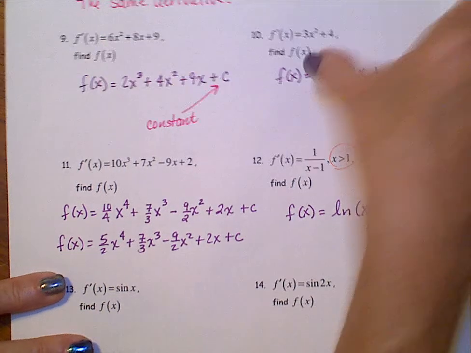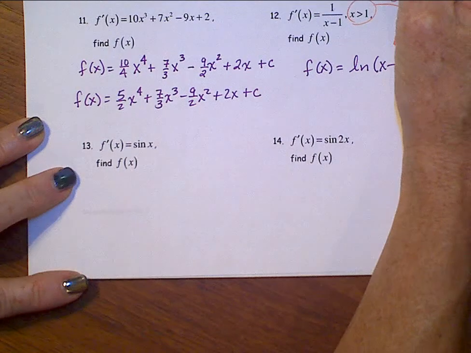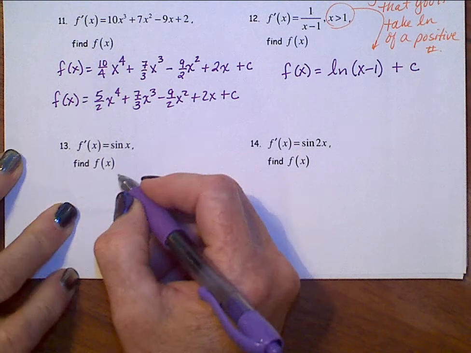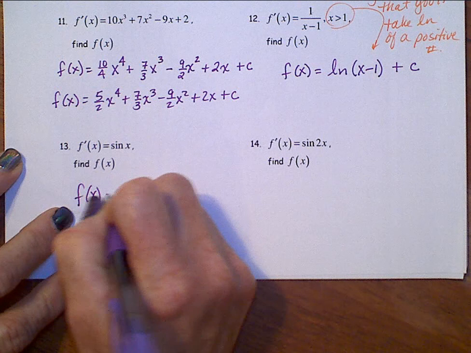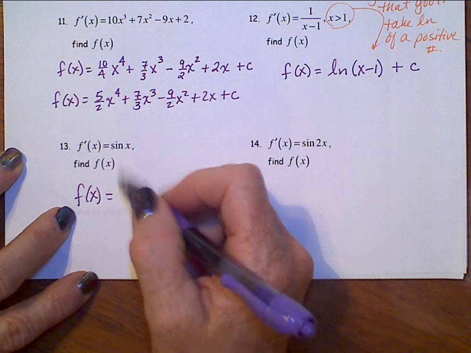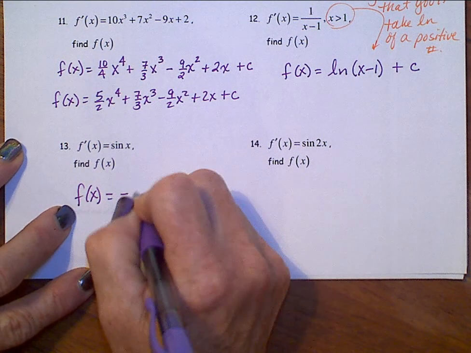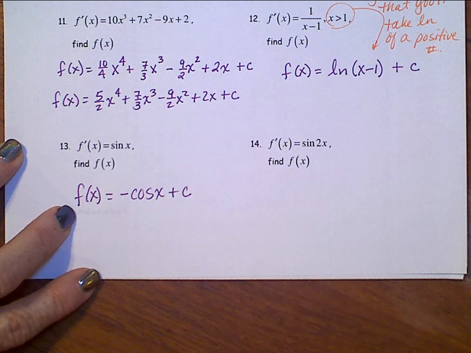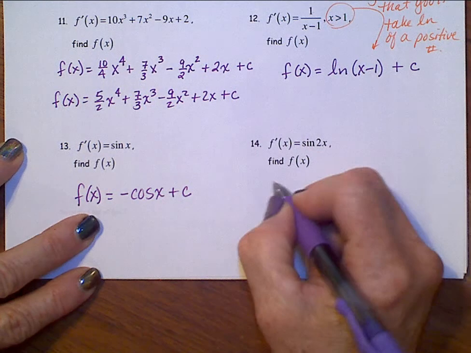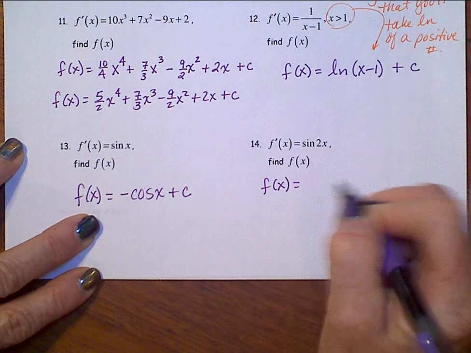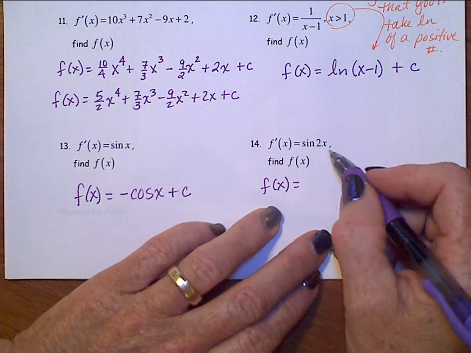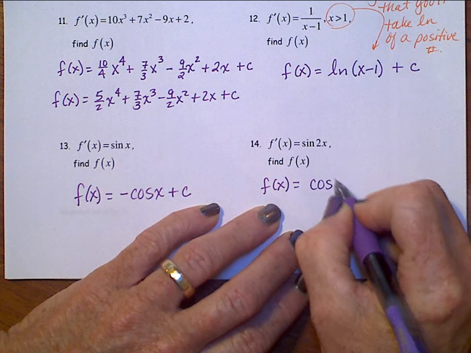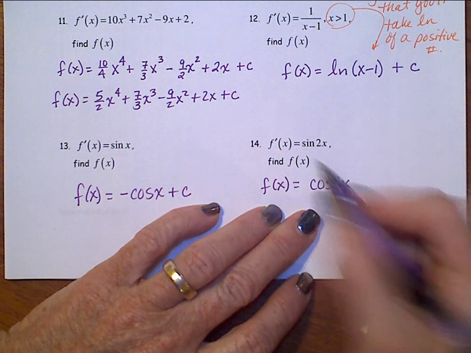Look down here at this one. If f prime of x is sine x, find f of x. So what thing, when you take the derivative of it, gives you sine x? Negative cosine x, exactly. Don't forget that plus c. And this last one over here for this page, what thing, when you take the derivative of it, gives you a sine 2x? Well, that's a cosine 2x, because the derivative of cosine is sine.